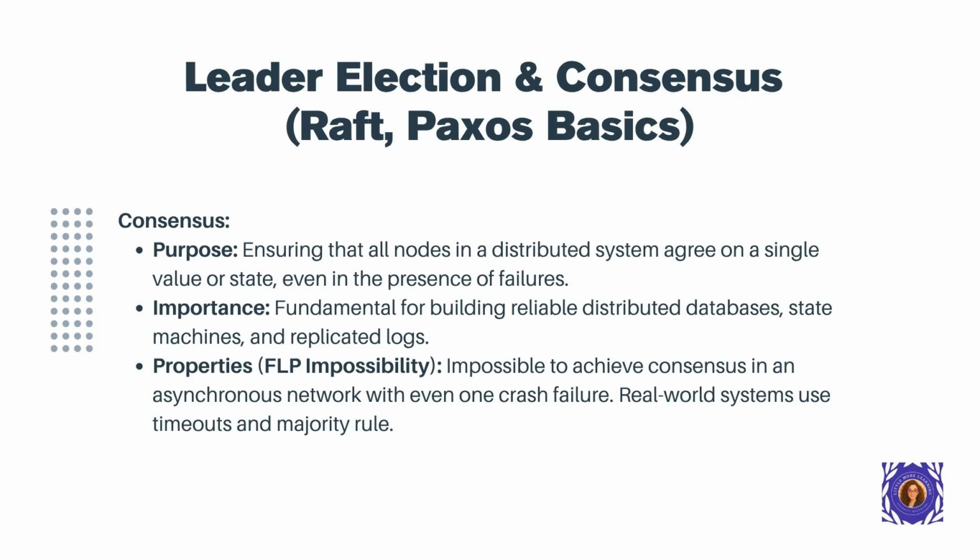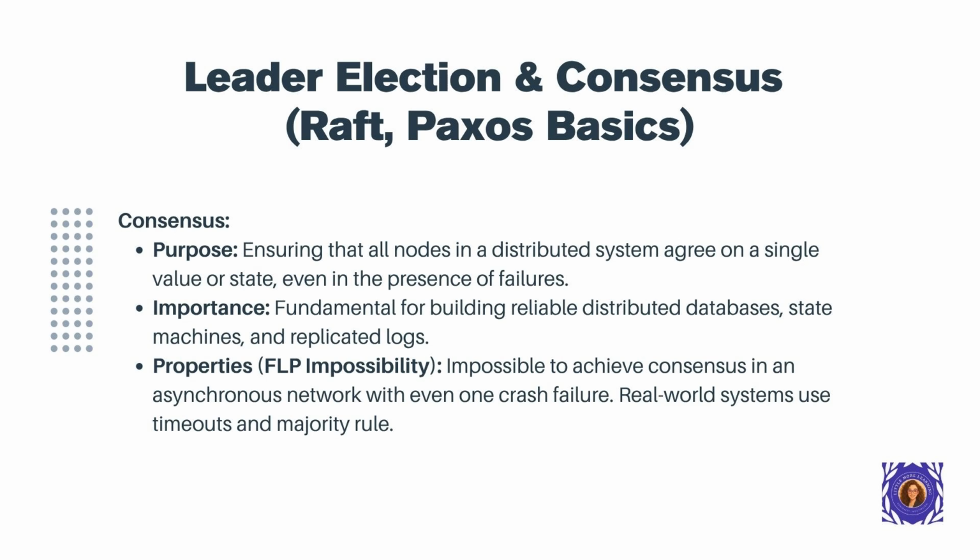Consensus, in a more fundamental sense, is about ensuring that all nodes in a distributed system unequivocally agree on a single value or state, even in the presence of node failures, network delays, or message loss. This agreement is absolutely foundational for building reliable distributed databases, implementing fault-tolerant state machines, and managing replicated logs that underpin strong consistency guarantees. A well-known theoretical result, the FLP impossibility theorem, states that it's impossible to guarantee consensus in a purely asynchronous network if even one node can crash.